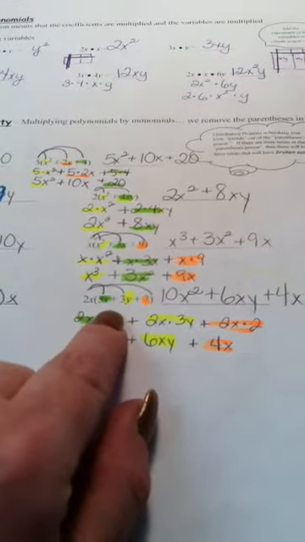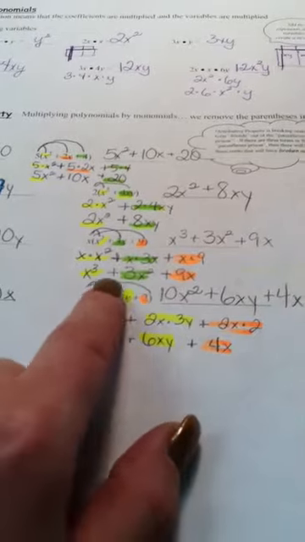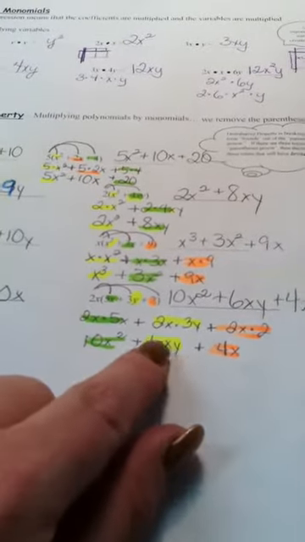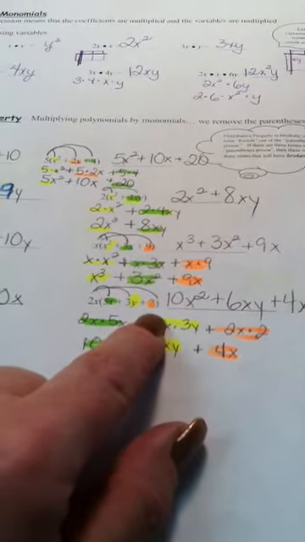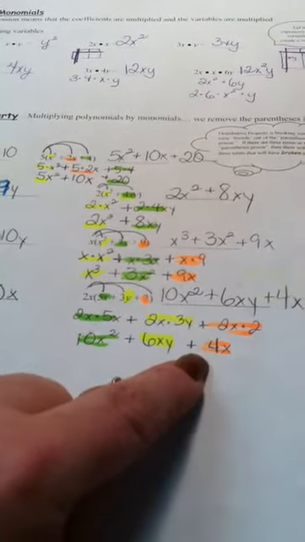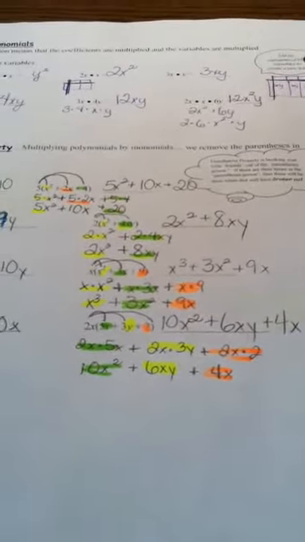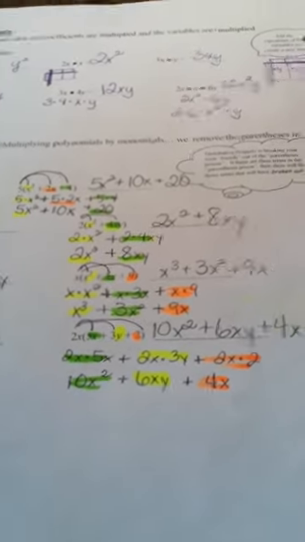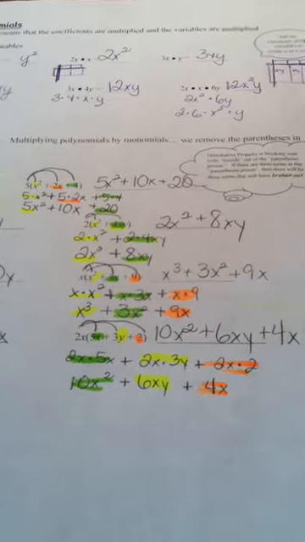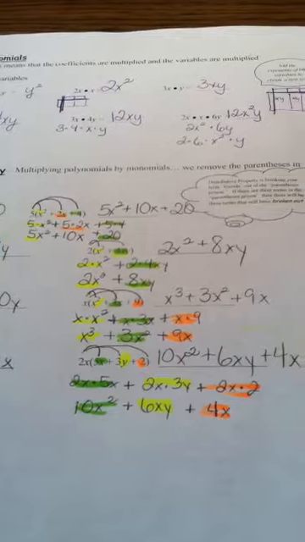Last one, 2x times 5x gives me 10x squared. 2x times 3y gives me 6xy. And 2x times 2 gives me 4x. 10x squared plus 6xy plus 4x. And those are the notes related to the distributive property. Expect that next we'll use the distributive property with two different binomials.